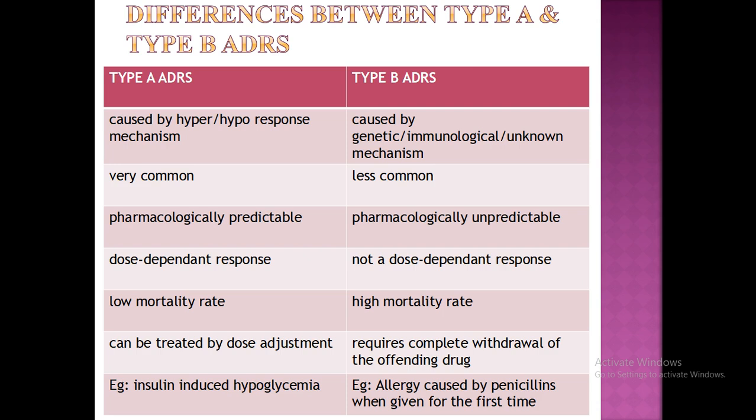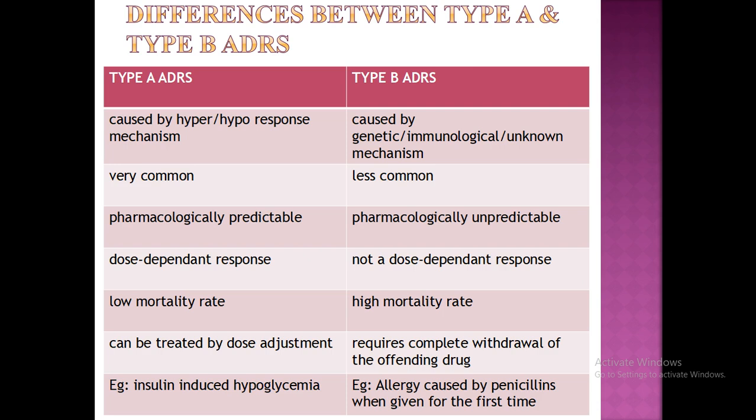Type B ADRs, there is no dose dependent response. Type A ADRs cause low mortality rate. Type B ADRs cause high mortality rate. Type A ADRs can be treated by dose adjustment. Since they are dose dependent, they can be treated by dose adjustment. But type B ADRs require complete withdrawal of the offending drug. So we have to completely stop the drug causing the ADR.